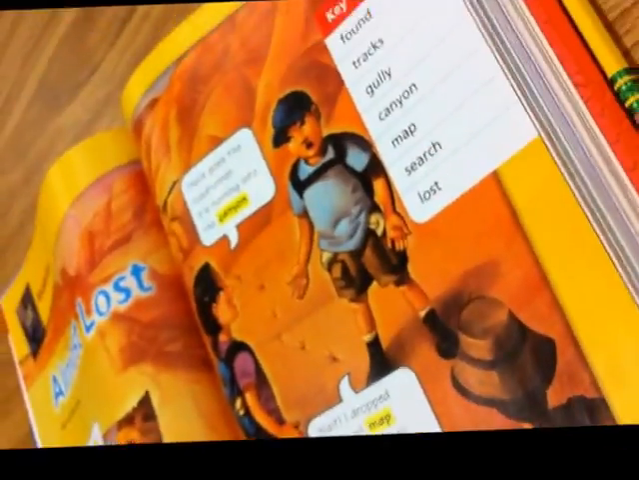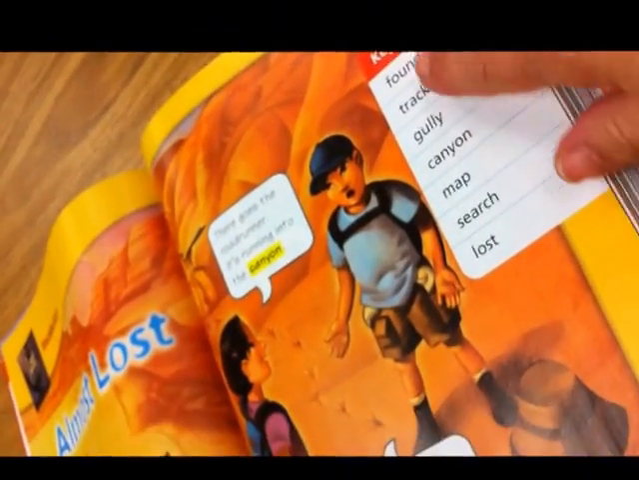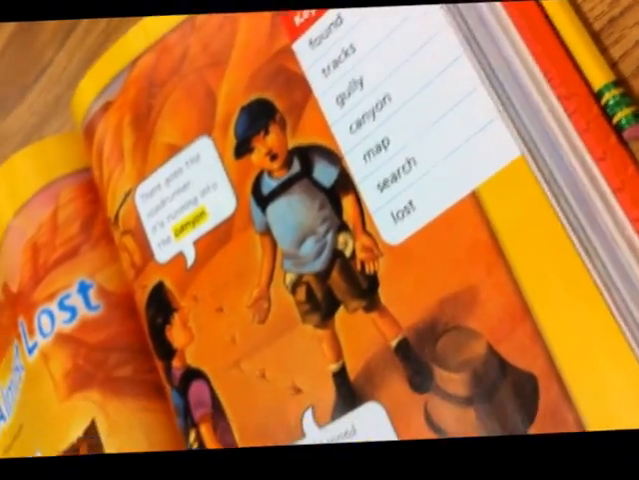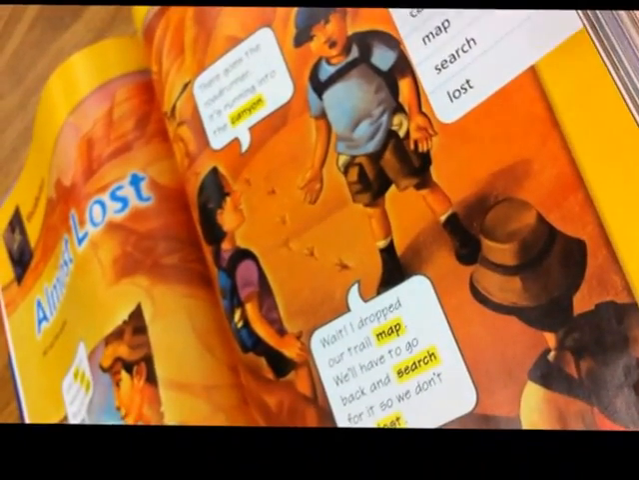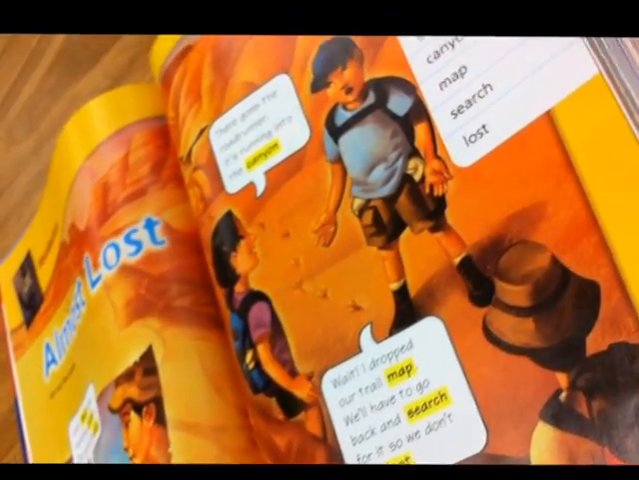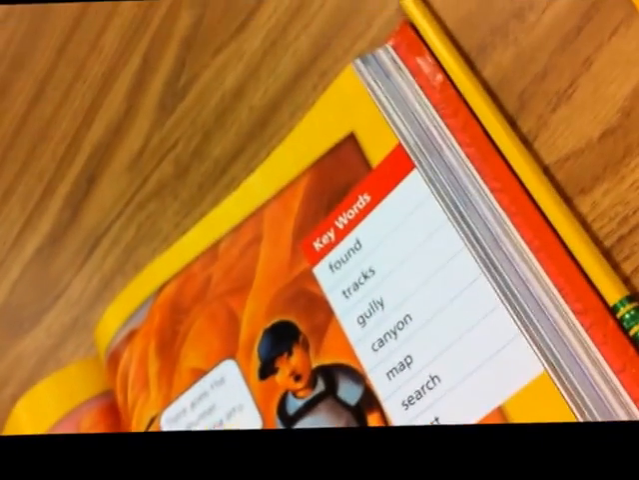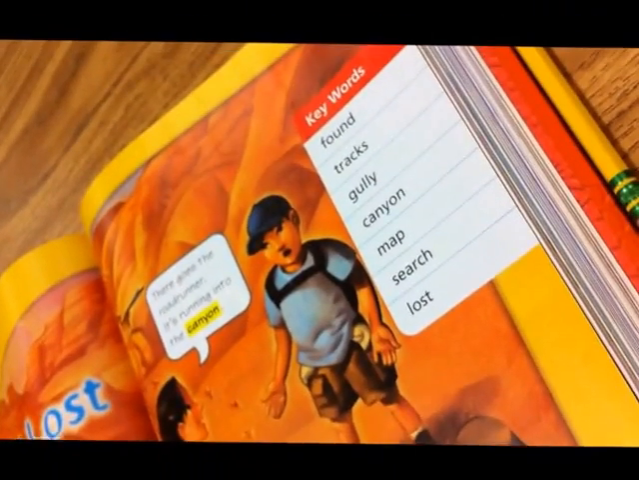Okay, before we listen to our story, let's turn and look at our vocabulary words on page 269. Okay, you see in the box there where it has our key words? These are going to be our vocabulary words. So these are key words that we want to understand and know the definitions of while we're reading the story. So the first word is found.